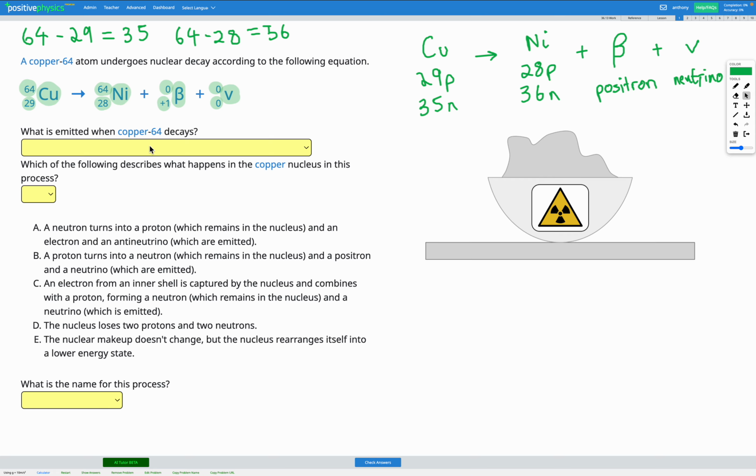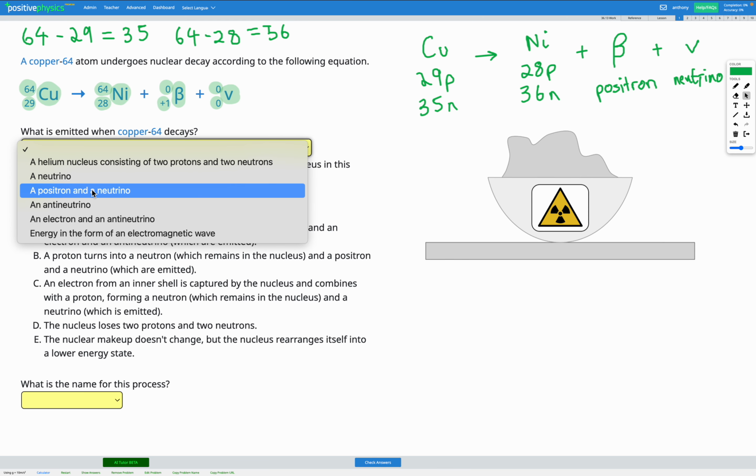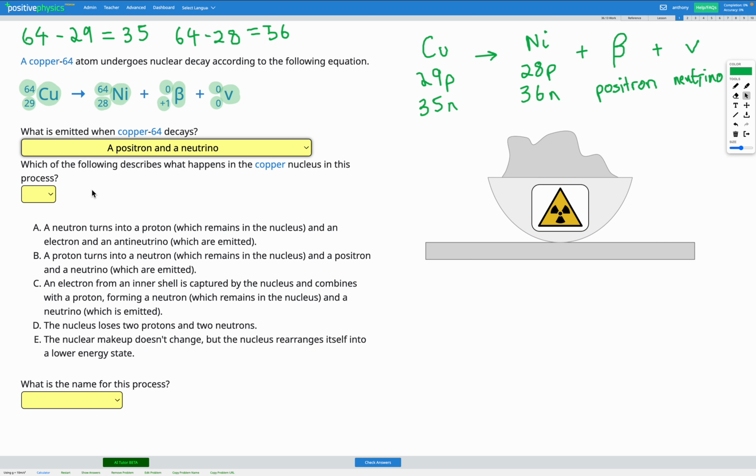Okay, so our first question is, what is emitted when copper-64 decays? Well, we can see we've got a positron and a neutrino emitted. So there's our answer there. Next, which of the following describes what happens in the copper nucleus in this process? So let's take a look at the equation we've drawn out here. We start with copper, which had 29 protons, and it turned into nickel with 28 protons.